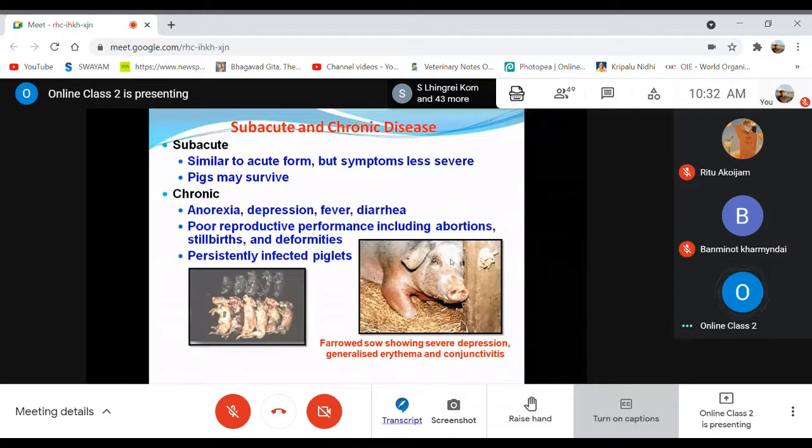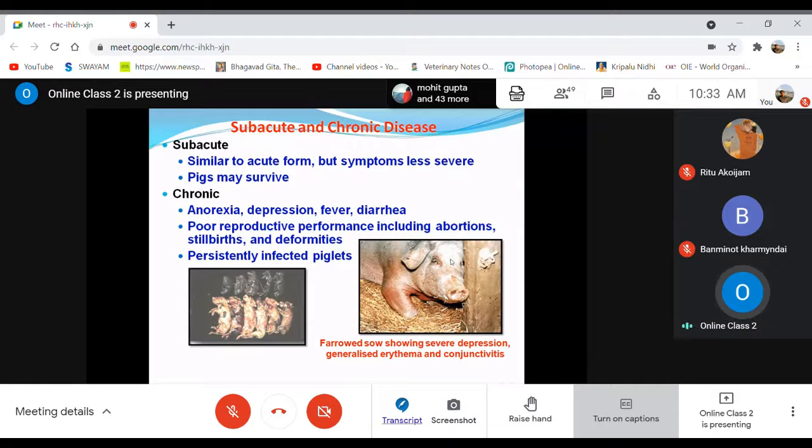And in this case, the pigs used to be very anorexic and they don't have any appetite. They are much depressed, showing raised body temperature with diarrhea, and most commonly very poor reproductive performance or reproductive failures like abortions, stillbirth, and deformities. That means the piglet which is born alive, for example, if stillbirth or abortion is not there, even then the piglets will remain very much deformed. And there are so many deformities. They are not normal.